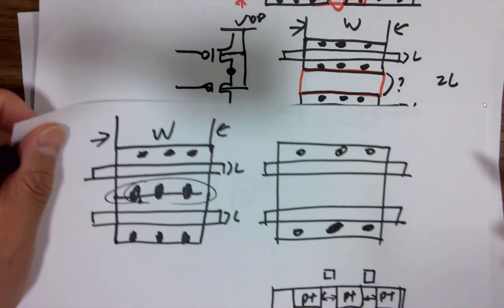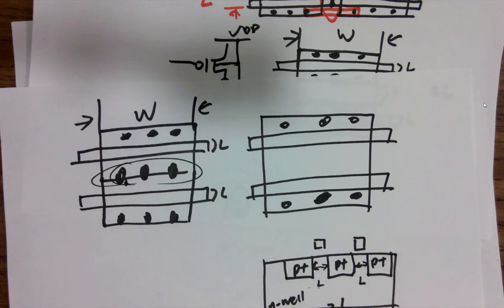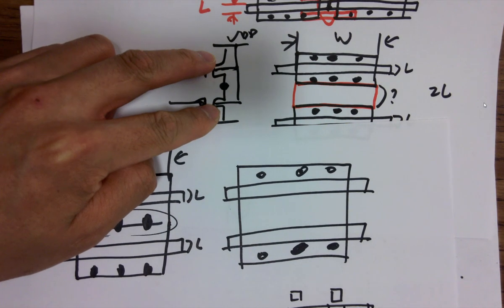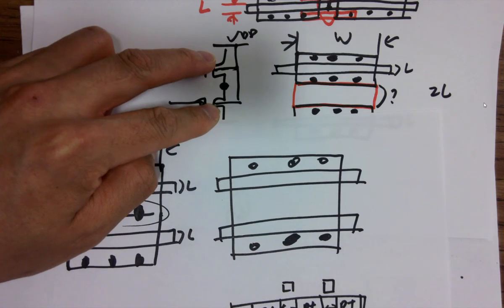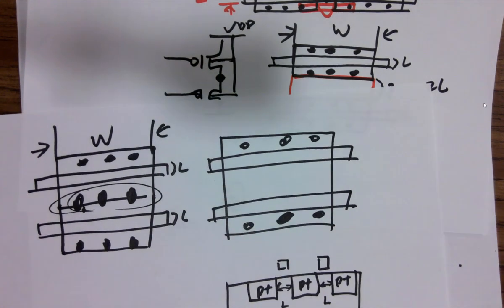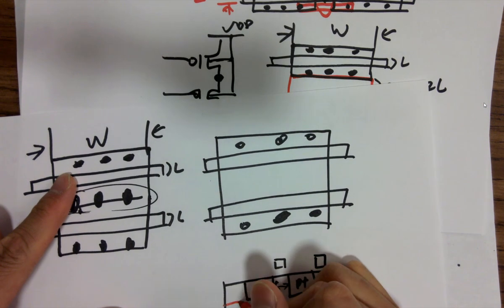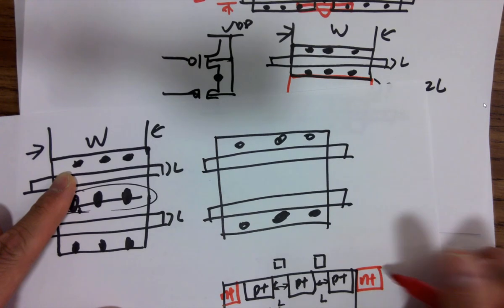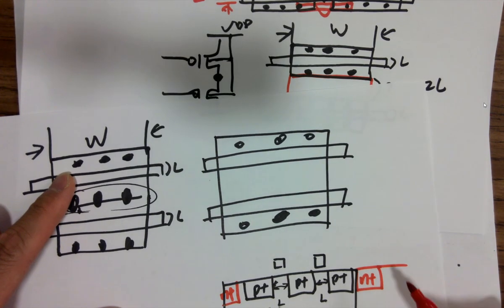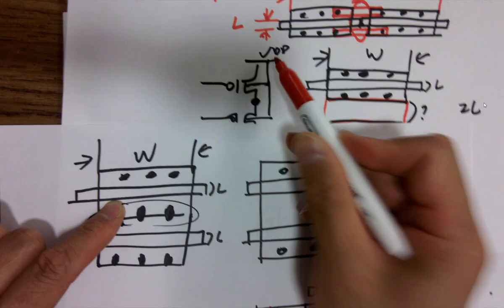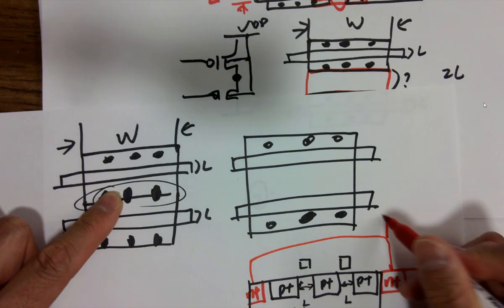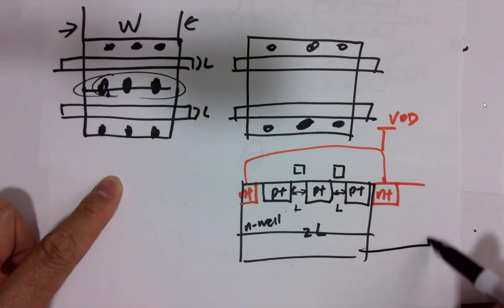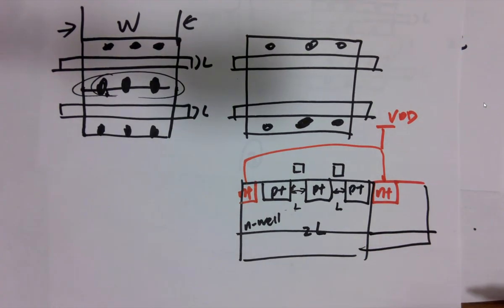But for this one, that's a very good question. So how do we draw the n-tap here for this one? Let's assume that each one has an n-tap. It could be N plus here and N plus here, right? So if you look at the connections, they are just shorted together and then shorted to VDD. That's it.